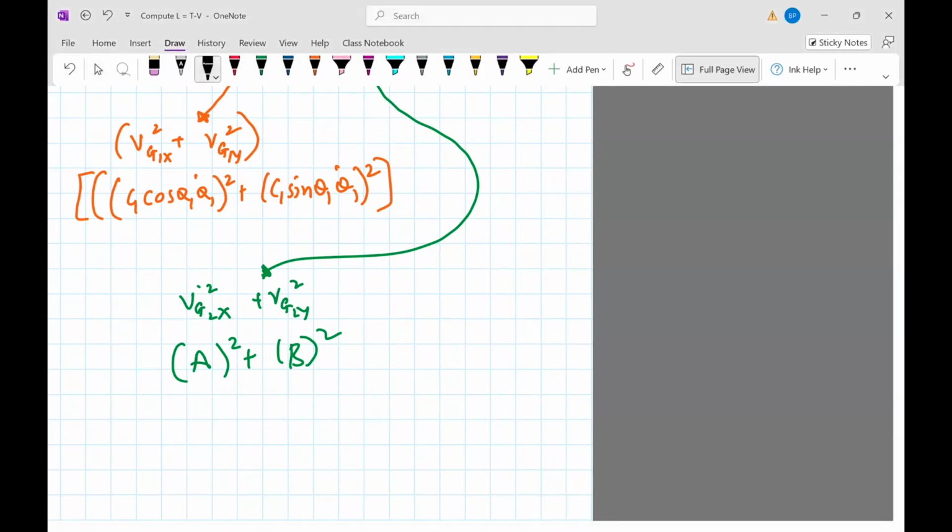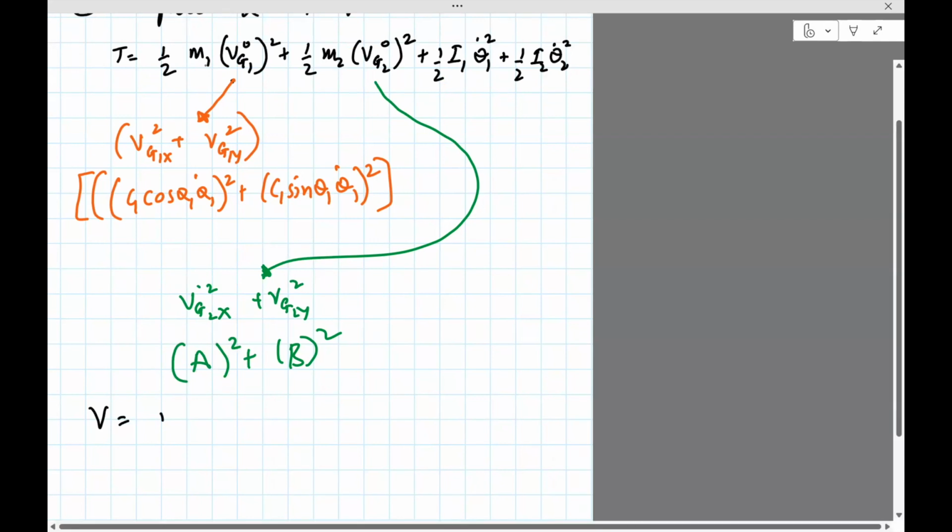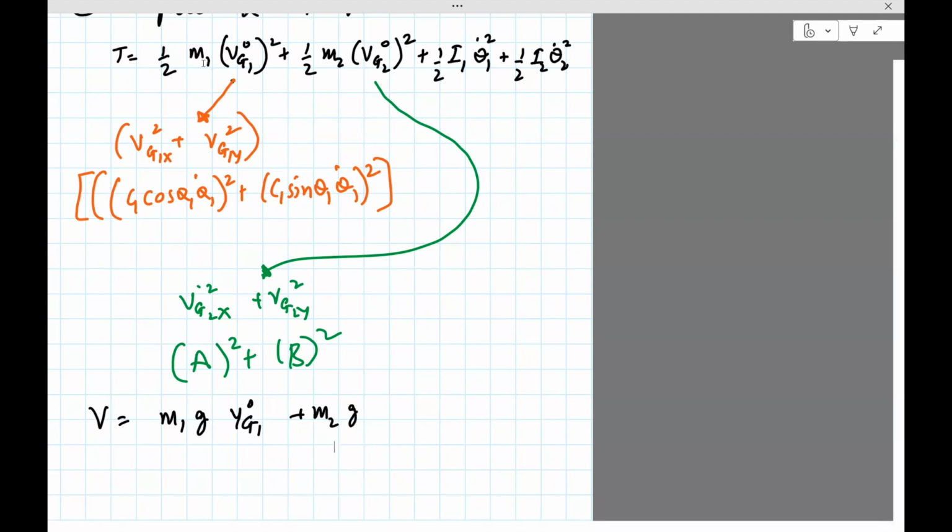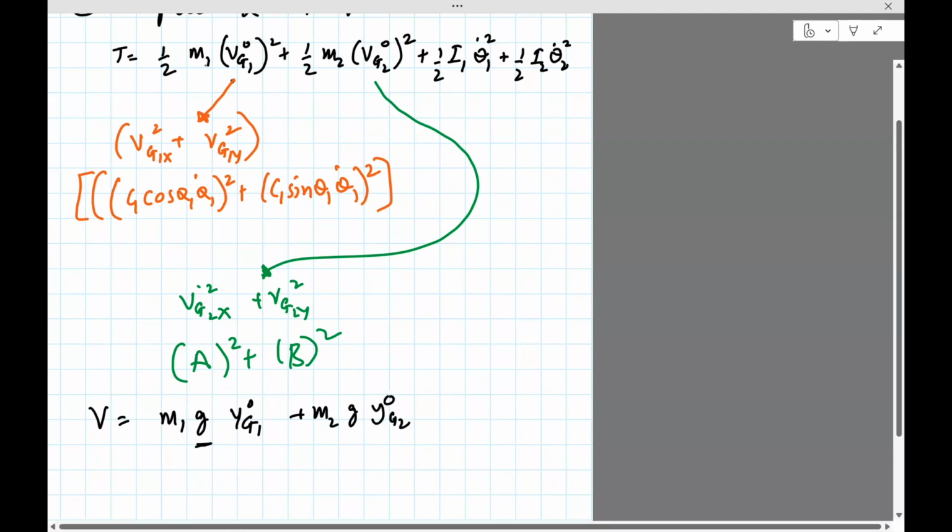Next, we need to write V. V is M1G YG1 plus M2G, this G is different from the center of mass. This G is gravity. And then YG2 in frame 0. Now that's not too bad.